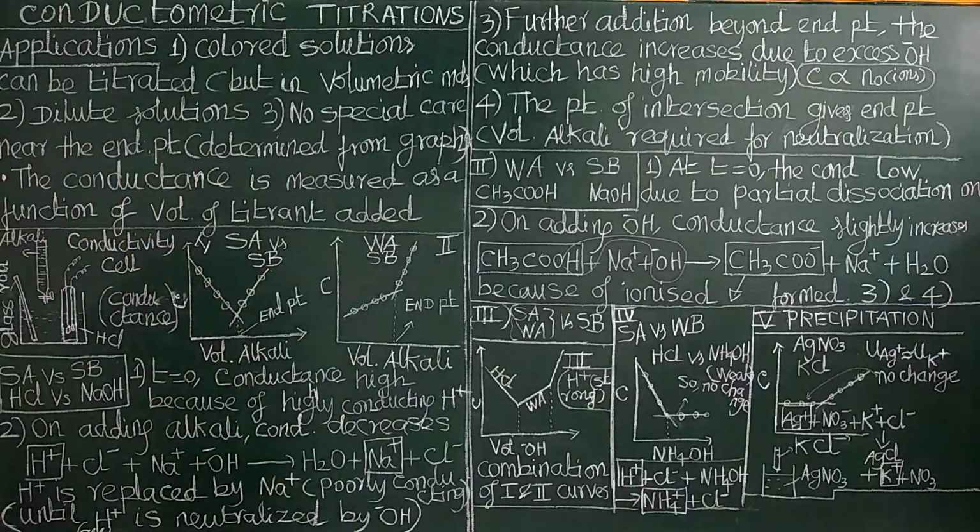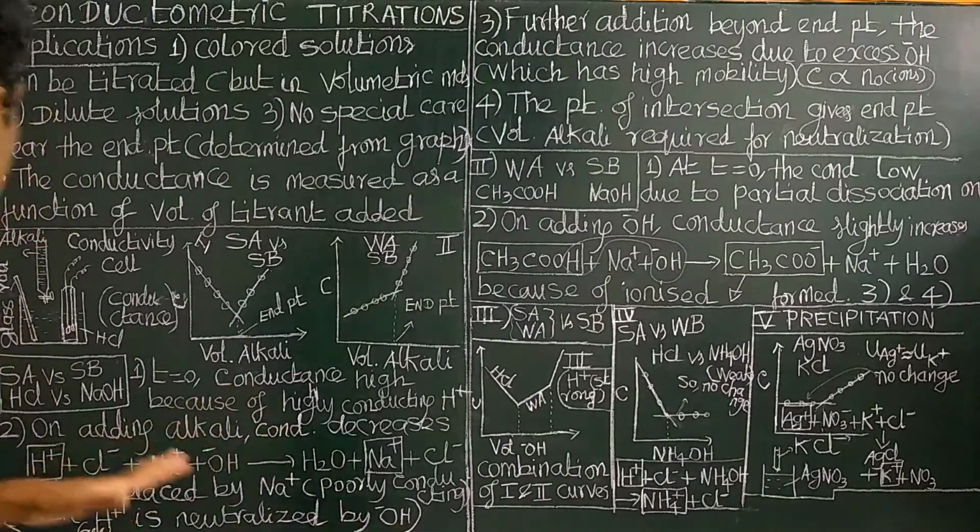Now, this is the setup used for conductometric titration. For example, you have a beaker. In the beaker you can take HCl, hydrochloric acid, and in the burette you can take alkali, sodium hydroxide. It is an acid-base titration. This is a conductivity cell, which we have seen in the previous class. The conductivity cell is immersed in the HCl solution. A glass rod is used to stir to homogenize the solution.